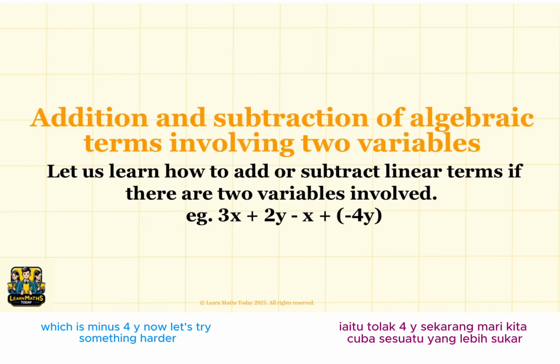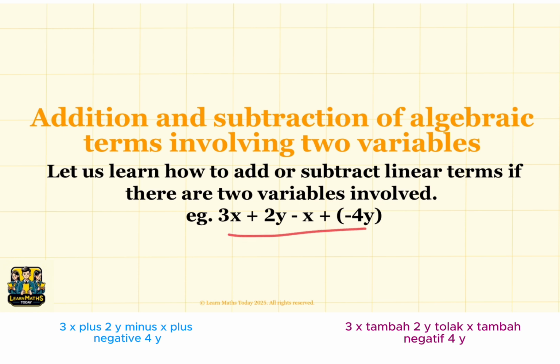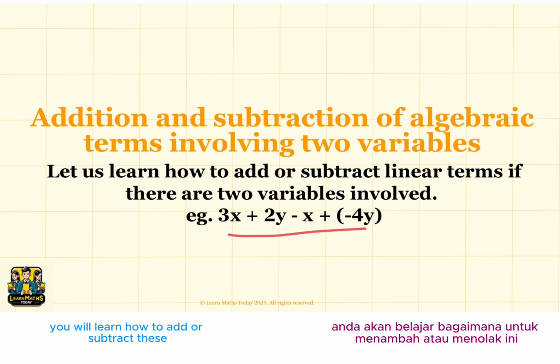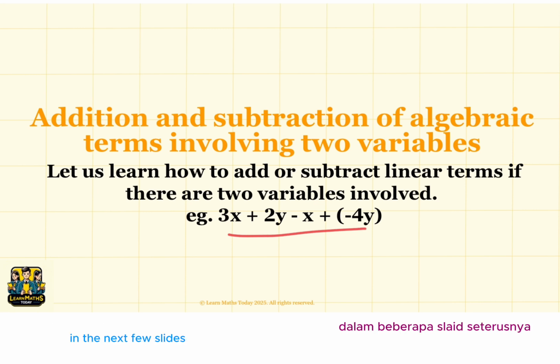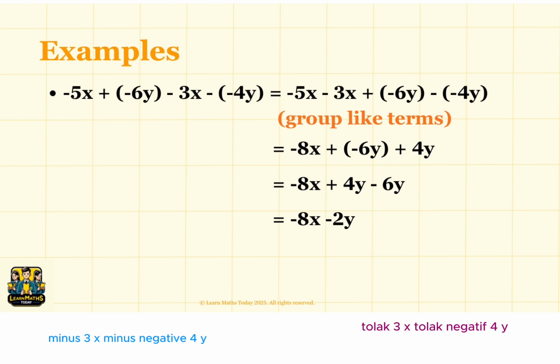Now, let's try something harder. Addition and subtraction of algebraic terms involving two variables. Here's an example, 3x plus 2y minus x plus negative 4y. We will learn how to add or subtract these in the next few slides. Here's an example, minus 5x plus negative 6y minus 3x minus negative 4y.